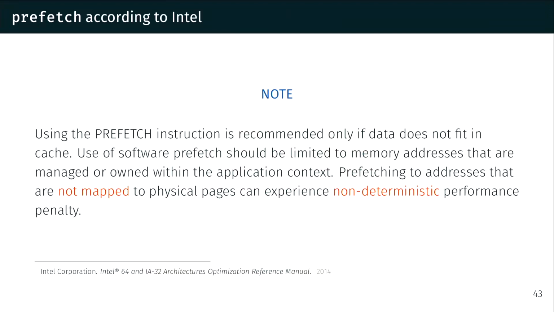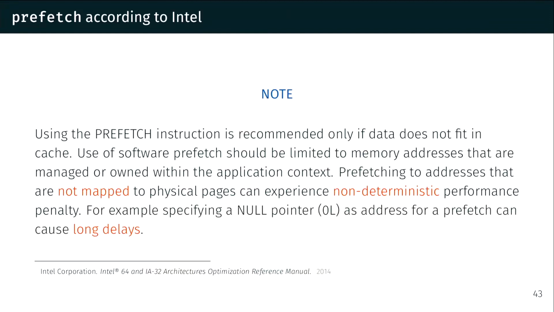Prefetching to addresses that are not mapped to physical pages can experience non-deterministic performance penalty. For example, specifying a null pointer as an address for prefetch can cause long delays. So we don't want to do that because our program will be slow. So let's take a look at what they mean with non-deterministic performance penalty. Because we want to write good software, right? But before that, we have to take a look at a little bit more background information to understand the attacks.